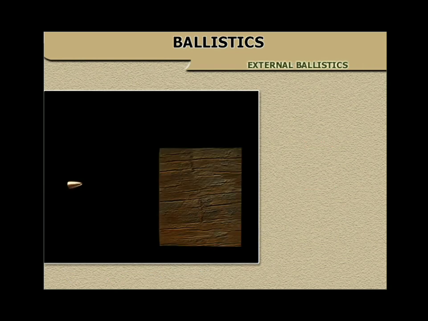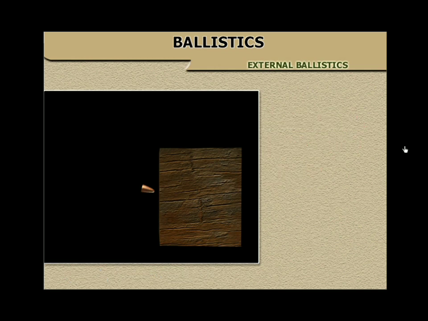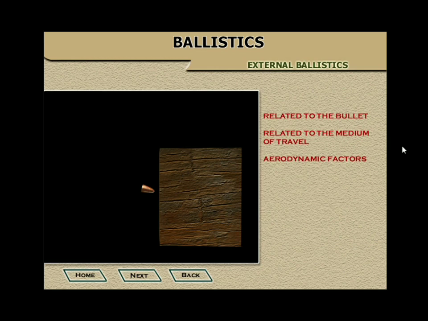The study of external ballistics can be divided into the study of factors affecting external ballistics, the methods to reduce resistance, and the methods of stabilization of projectiles. The factors affecting external ballistics can be divided into 3 categories: related to the bullet, related to the medium of travel, and aerodynamic factors.